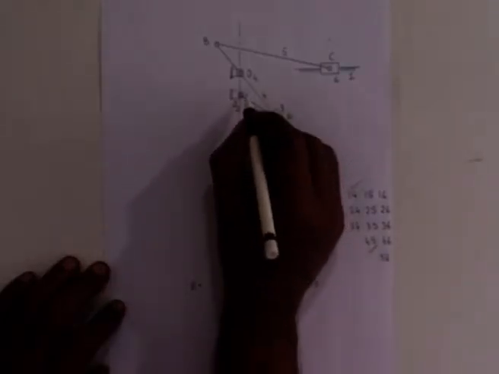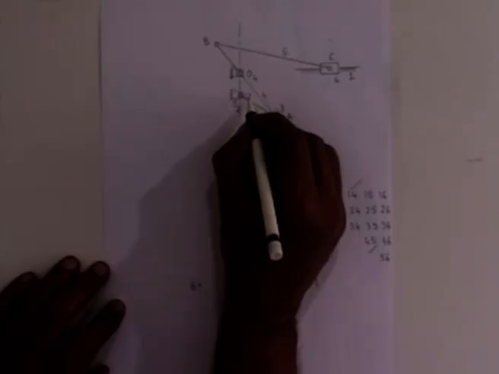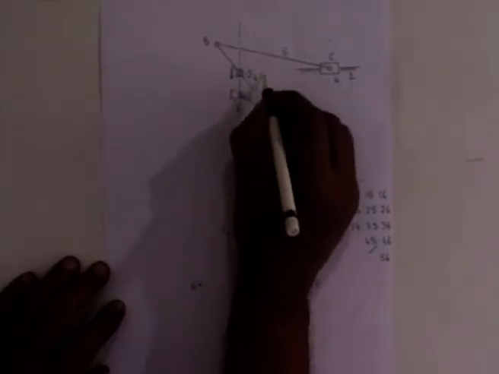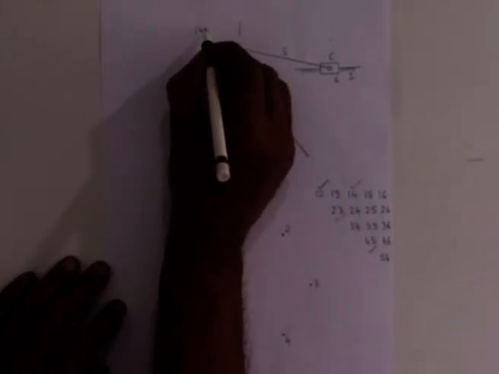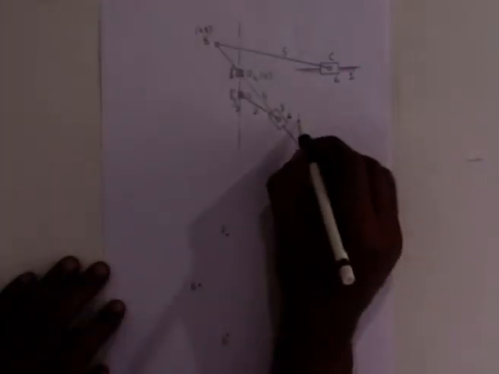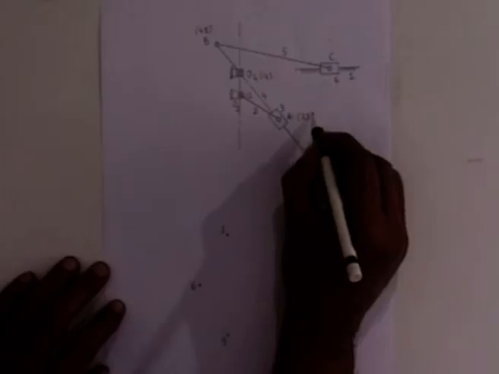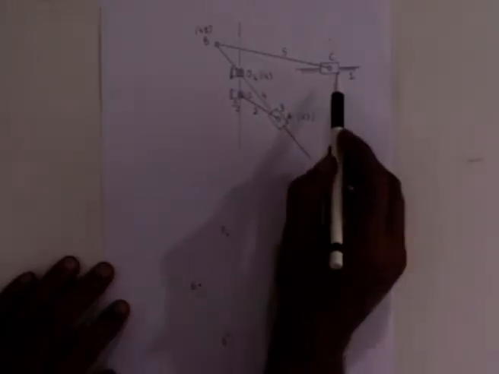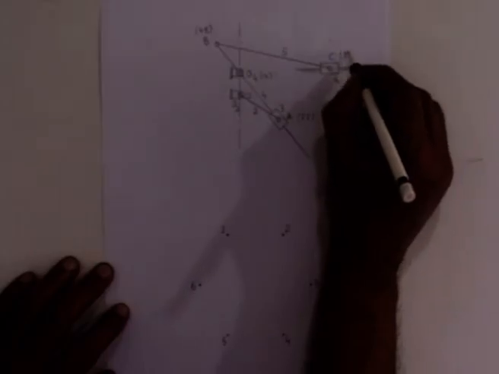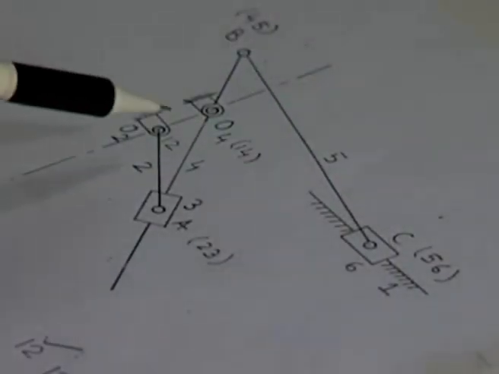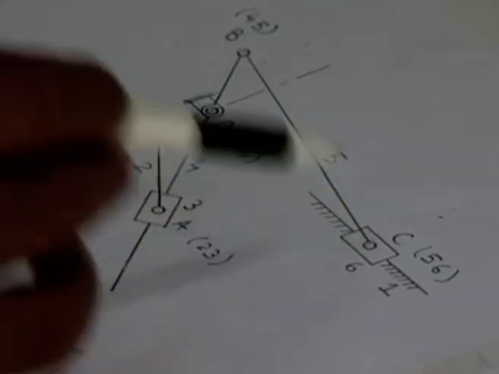So, let me try to write this. Here we have 1 2, here we have 1 4 at O4, at B we have 4 5, at A we have 2 3. Next we have the revolute pair between link number 5 and 6 at C, so C is 5 6. Now, we have located 5 revolute pairs and the corresponding 5 relative ICs.